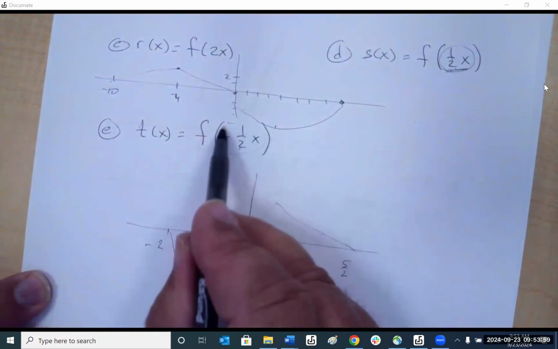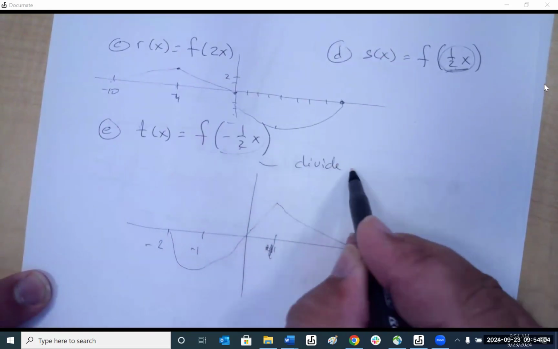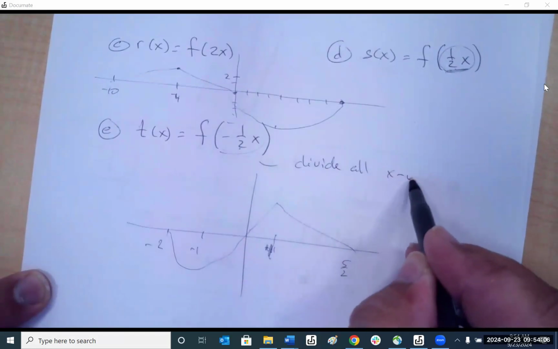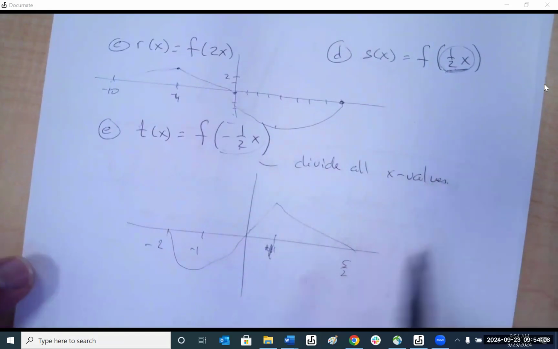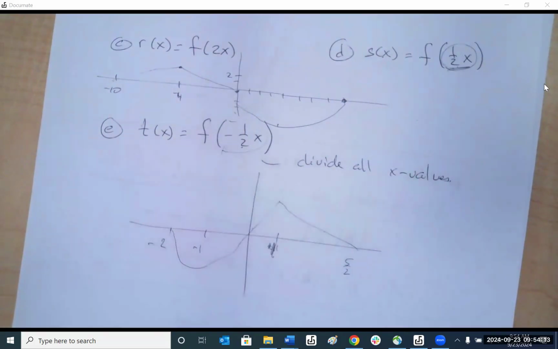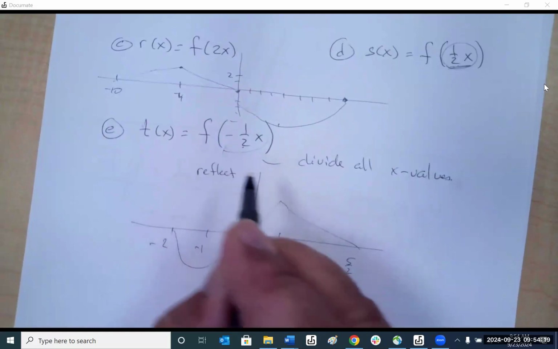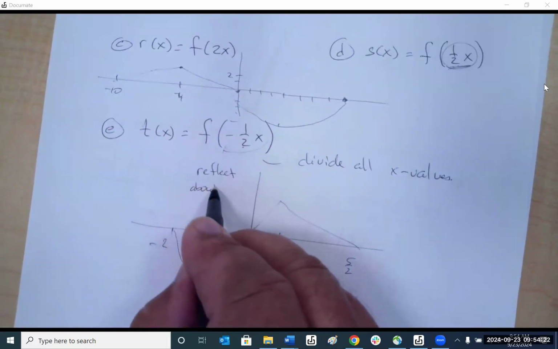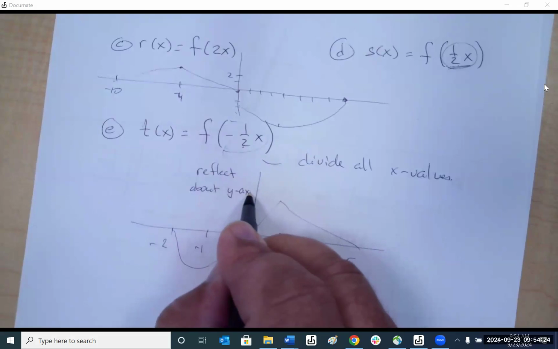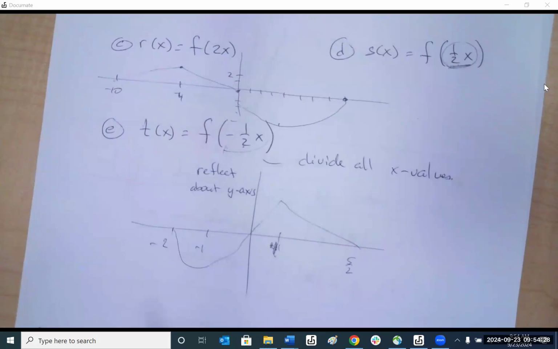Because I take all my x values and divide all x values. And the negative says, because it's inside, we flip across the y-axis. Reflect about the y-axis, because it's inside. If it was outside, then we reflect across the x-axis.